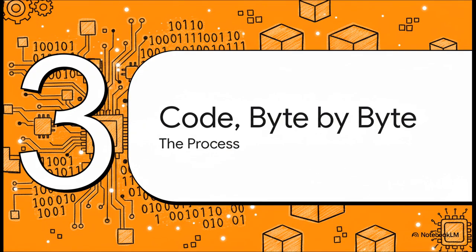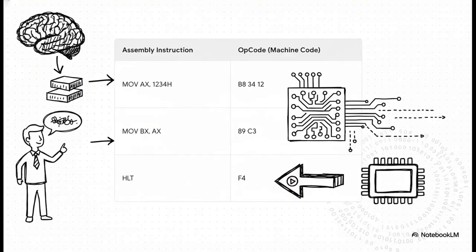So let's get into the nitty-gritty. How did this translation actually happen byte by byte? Think of this table as his Rosetta Stone for the processor. On the left, you've got assembly language, which is kind of like a middle ground between our language and the machine's. The first command, MOV AX, 1234H, just means, hey, take the number 1234 and put it into a super fast little storage spot called register AX.